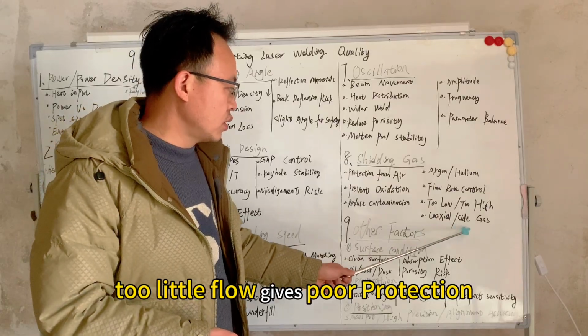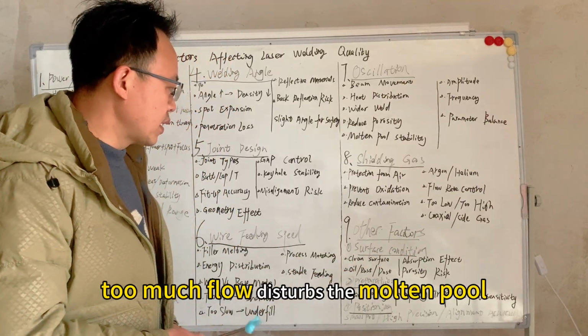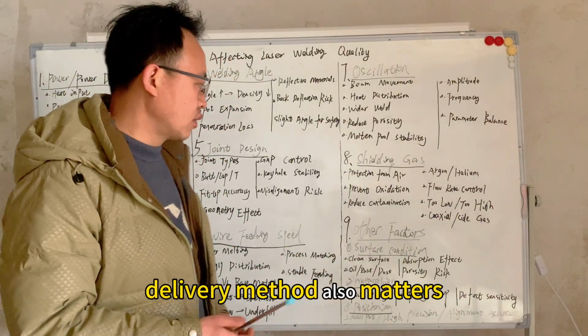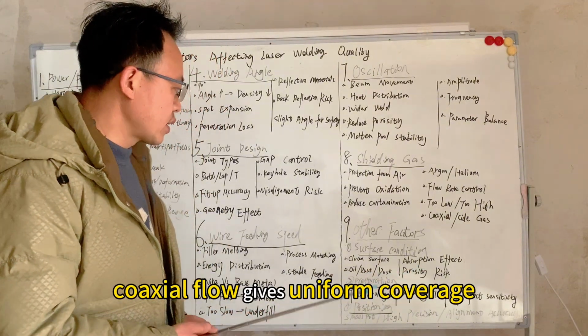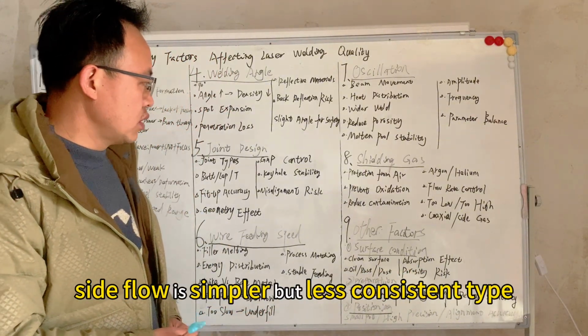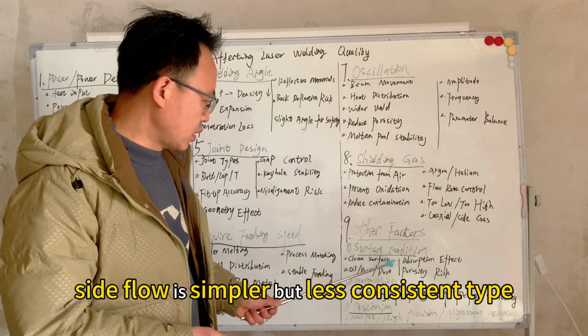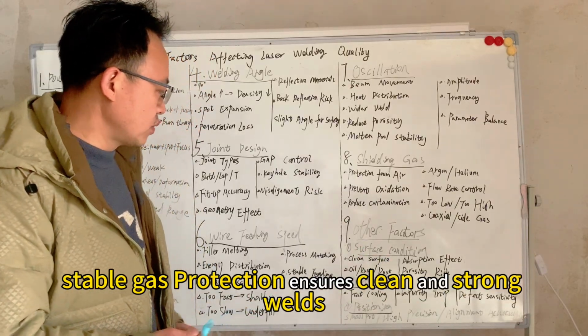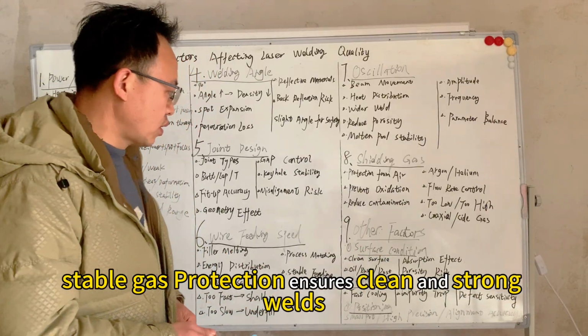Too little flow gives poor protection. Too much flow disturbs the molten pool. Delivery method also matters. Coaxial flow gives uniform coverage. Side flow is simpler, but less consistent. Stable gas protection ensures clean and strong welds.